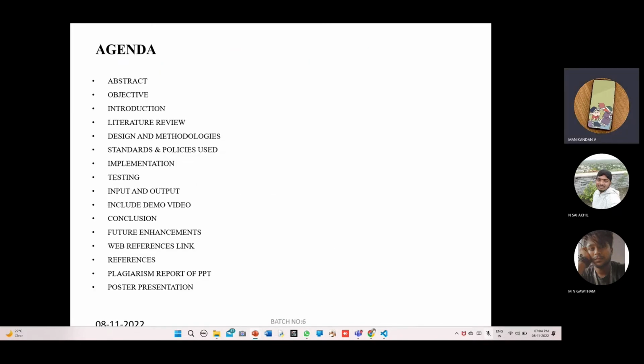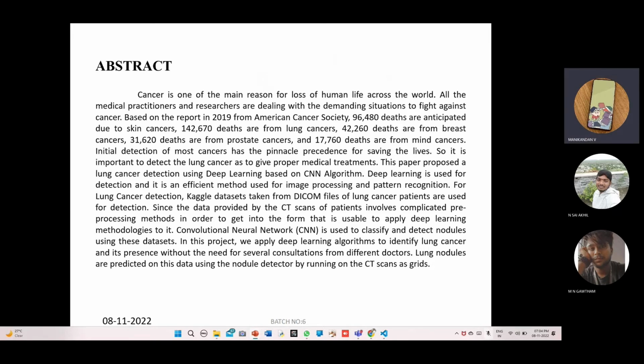And this is the agenda of our project, and we are going to present this project. The abstract of our project: cancer is one of the main reasons for the loss of human life. And what does cancer mean? Cancer is the spread of non-cancerous cells in the body, and it causes the death of many lives.